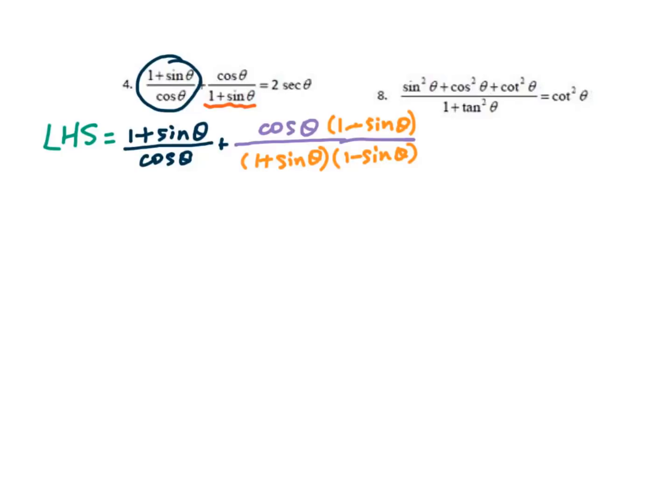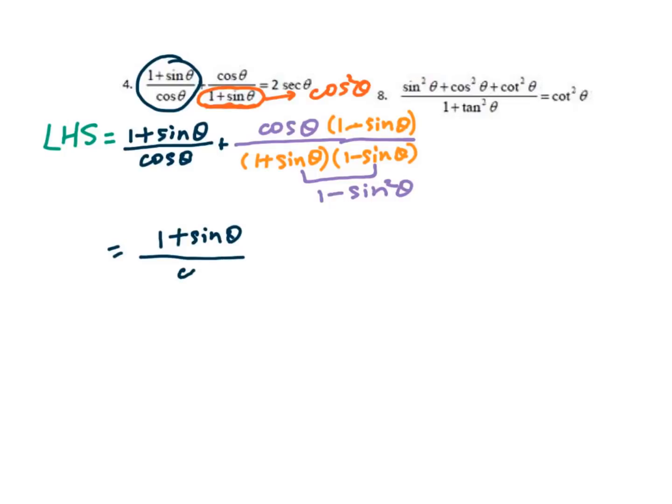We know that when you do conjugate multiply, we are expected to get cosine square theta as the denominator. So we work this out. That's 1 minus sine square theta, which will be cosine square theta. So I bring down 1 plus sine theta, cosine theta, and I add this one, changed into cosine square theta.